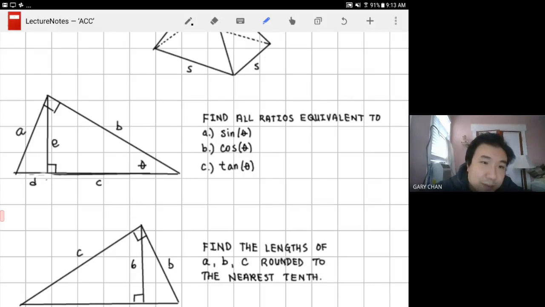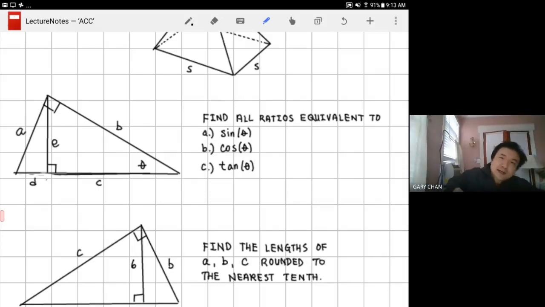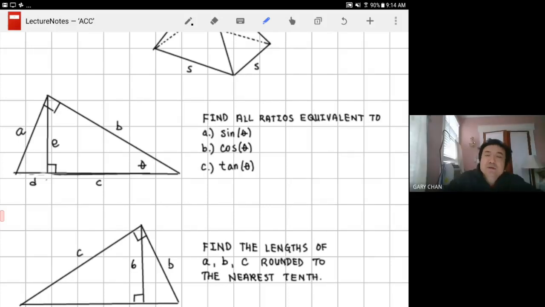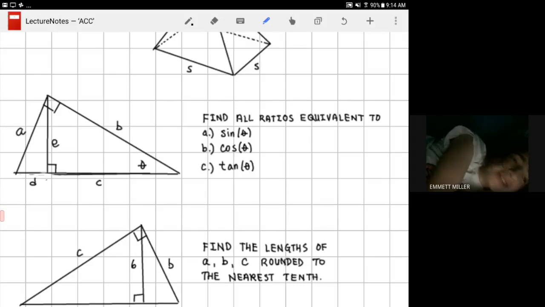So this diagram here, this triangle, you've seen it come up a couple of times during your Khan Academy exercises. Do you guys remember seeing this? Michael, do you remember seeing this? Yes. Emma, you remember seeing this, right? Yeah, so, sorry, I muted. I didn't realize. No problem.